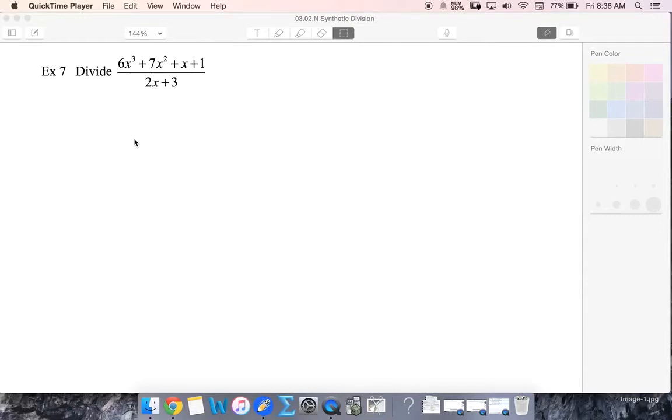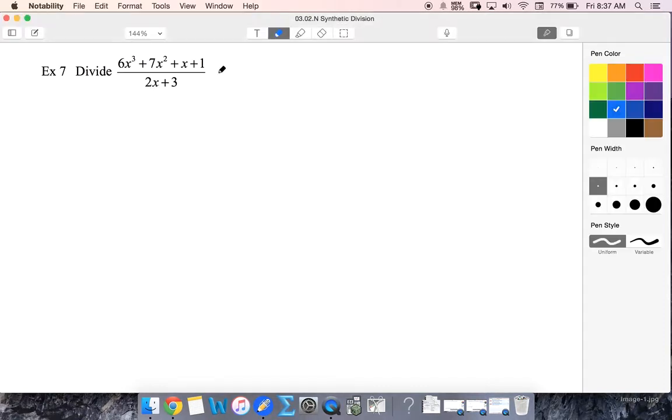Hello students, Miss Slyman here with our last example, example 7. We're back to just a direction of divide, but this time it's a little bit tricky because we don't have our leading coefficient of the divisor as just 1. So let's rearrange this a bit.